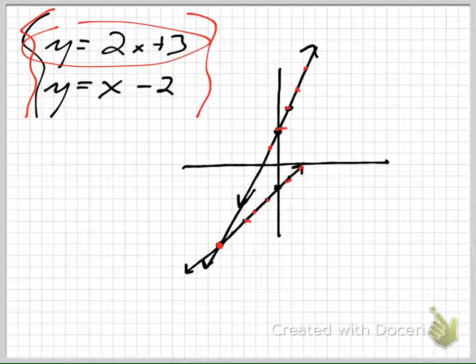Or you can look at them and go, okay, different slopes, you know they're going to cross somewhere. Does that make sense? Different slopes means they're going to cross somewhere. That means that we have one solution.